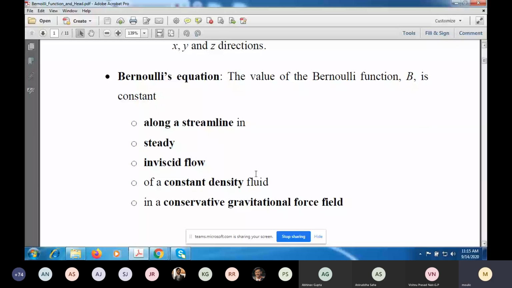So what I'm trying to say is you can apply Bernoulli's equation when the viscous forces are negligible on a particle. But even if the last four conditions are valid, the value of the Bernoulli function is a constant only if you take 2 points on the same streamline.